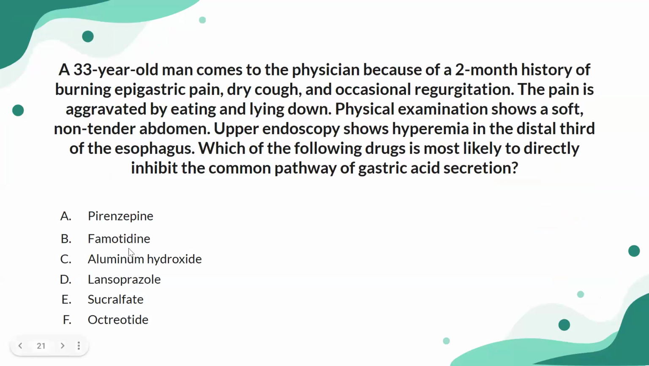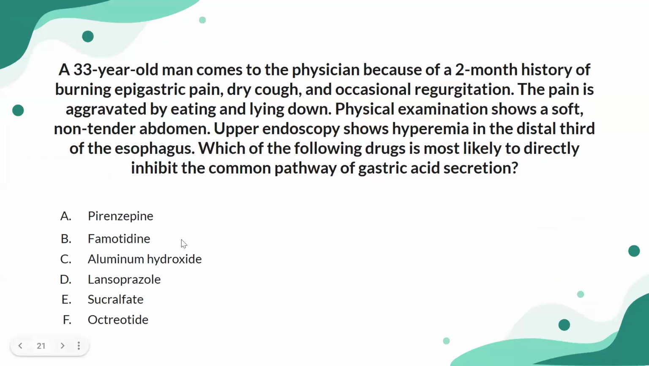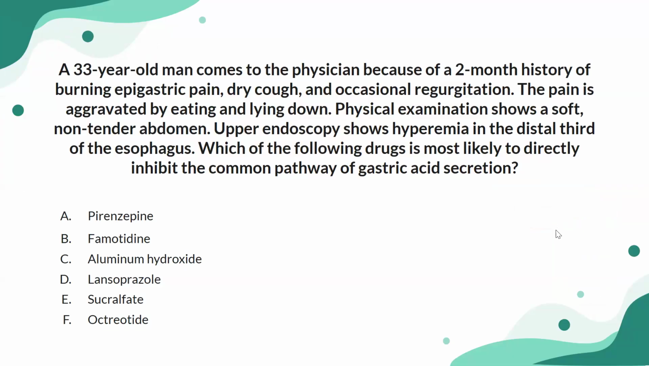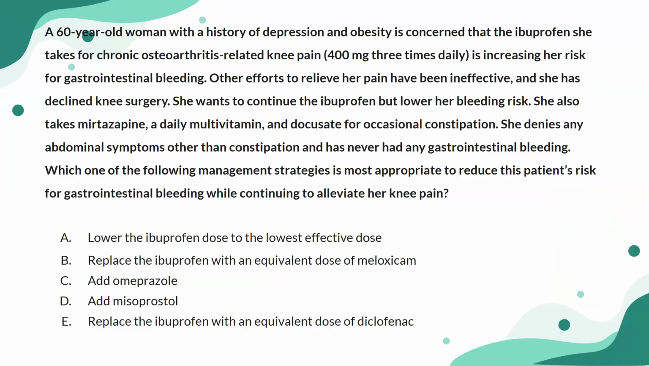What's next? Famotidine, histamine. The antihistamines also don't do it directly. There's a whole mechanism. Aluminum hydroxide is an antacid, which we know is not acting on the pump. It's not inhibiting the secretion of acid. It's more so neutralizing the acid that's already been secreted, right? Sucralfate, obviously not. And octreotide, of course, not either. Octreotide goes through an entire process as well. This is another picture that talks about the same thing. Don't need to go over this again, honestly.